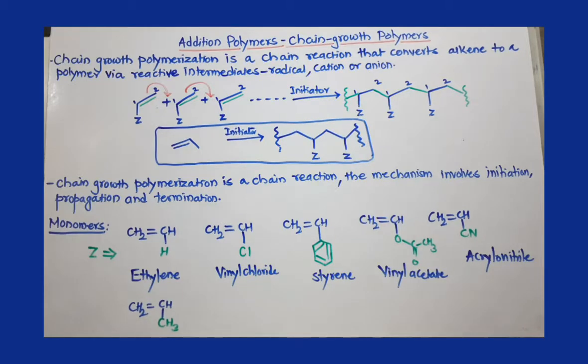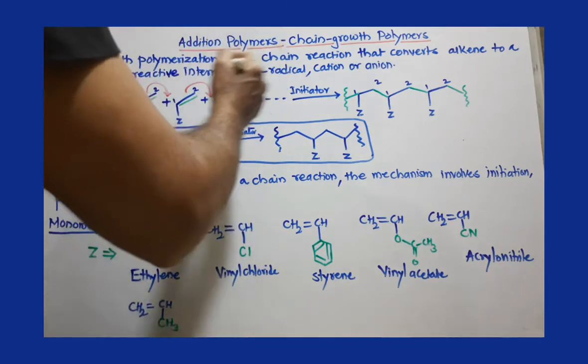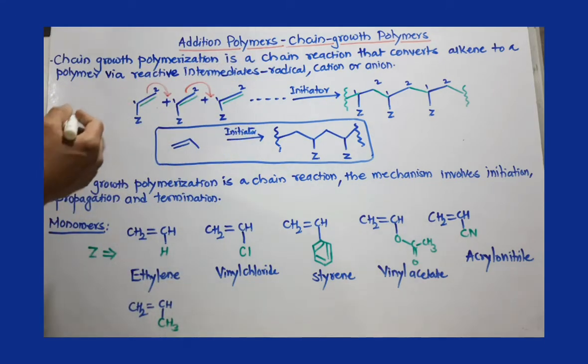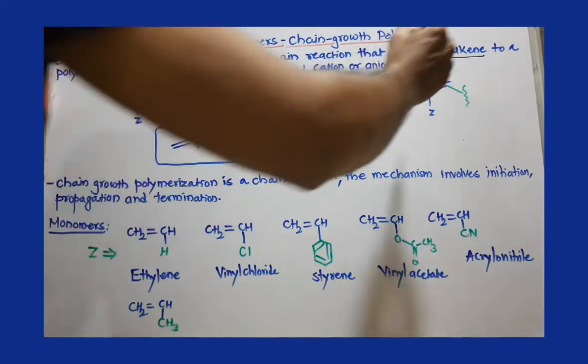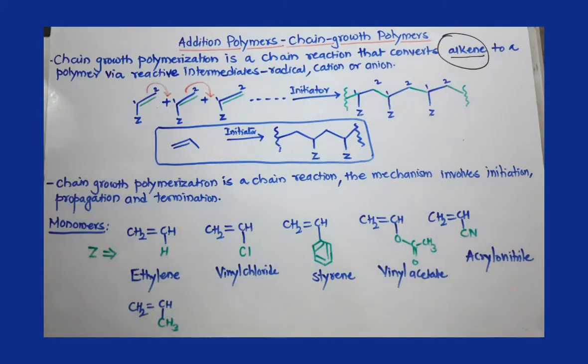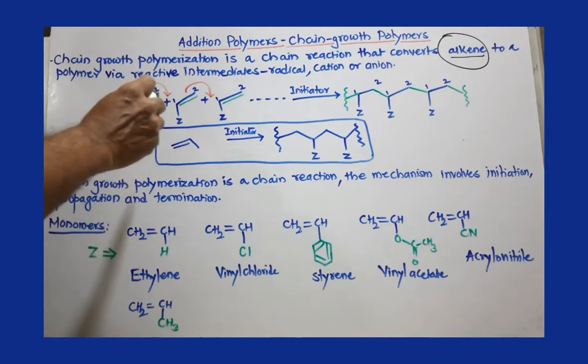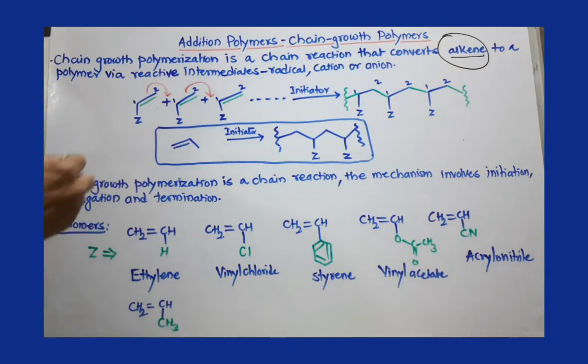Addition polymers are also called chain growth polymers because of the addition reactions taking place. You can see here, addition means there must be at least a double bond. So our starting material is an alkene or alkene derivatives, or substituted alkene, where these are the monomers which join together by addition reaction and we get a polymer. Because of that we call it addition polymers.